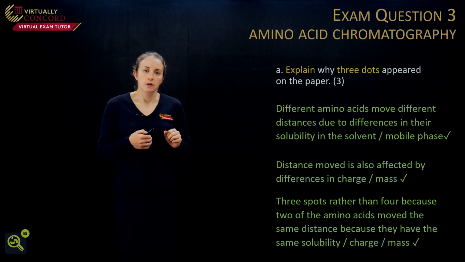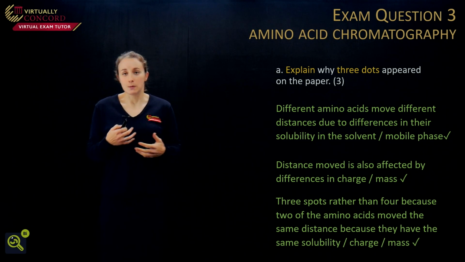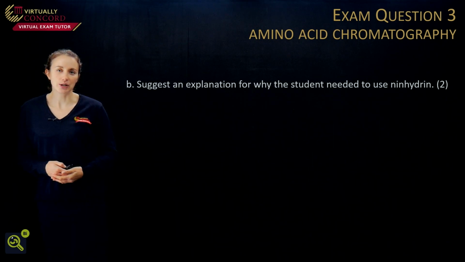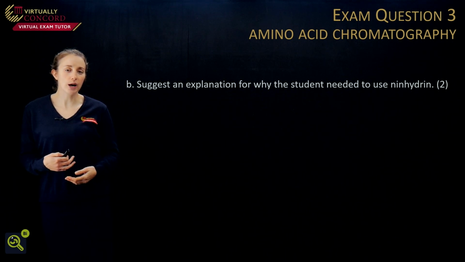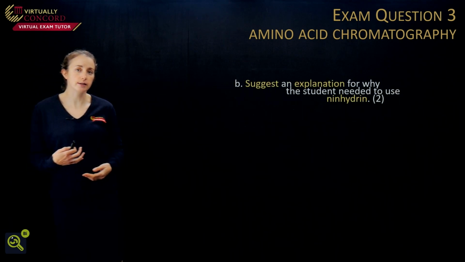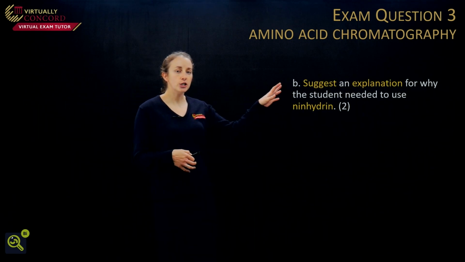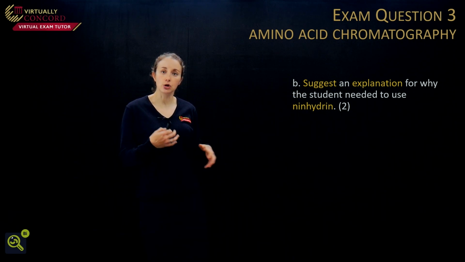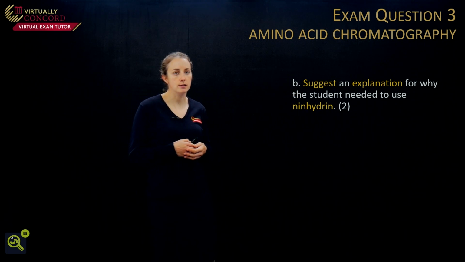So the reason they might have moved the same distance would be they, for example, had the same solubility or charge or mass. So the second part of this question asks you to suggest an explanation for why the student needed to use an anhydrin solution. And it's a suggest question, and that means that you may not be able to get the answer from your syllabus content, but you should be able to work out the answer.